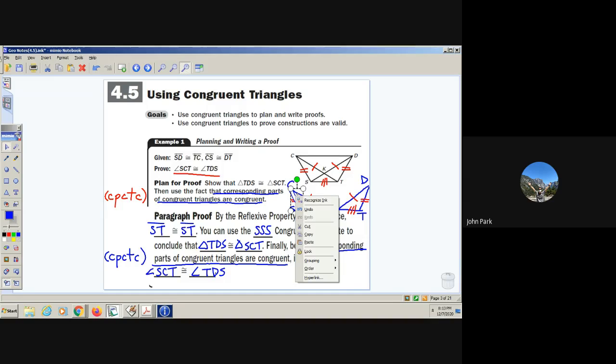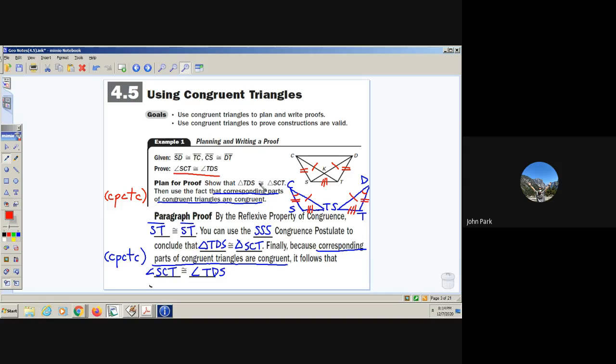So the angle SCT here is going to be congruent to angle TDS here. Any matching or corresponding angles, so angle S and angle T, and then this angle T and angle S here, they will all be congruent, but we're just trying to prove these two angles congruent. And those two angles are congruent by this idea that the corresponding parts of congruent triangles are congruent. So once again, instead of writing all that out, you could just say CPCTC, which stands for corresponding parts of congruent triangles are congruent, right?